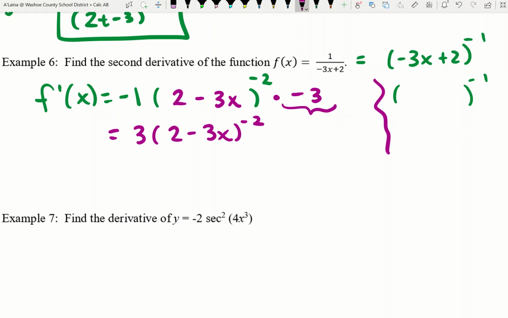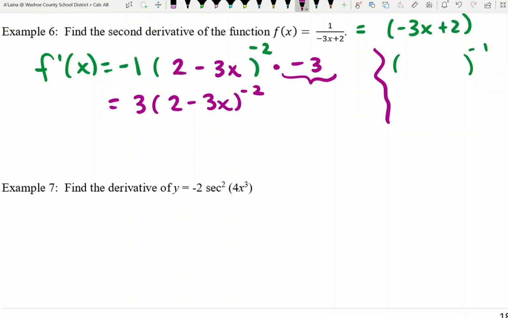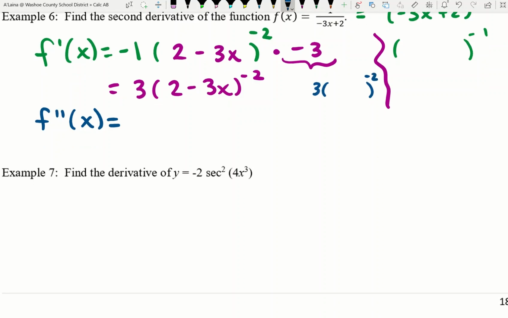Now, if this were my final answer, I would not want to keep that negative 2 power written in the problem. But because this is not my final answer, I really want to keep going and take a derivative again. It's more useful to me to keep that with a negative power. So I'll use, again, the outer function here, which is 3 times something to the power of negative 2. I'm going to go ahead and use the power rule here, and I'll get negative 6 times 2 minus 3x to the power of negative 3.